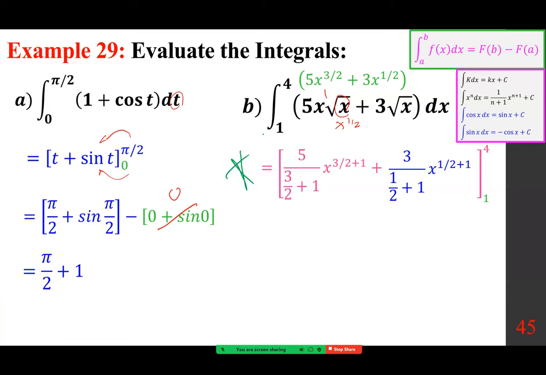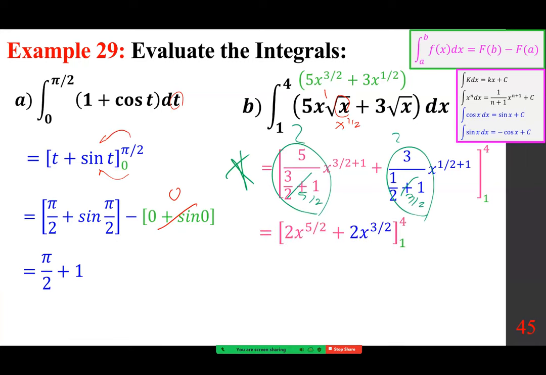Now let's do algebra. We plug in 4, 1, and so forth. And as you can see, this is 5/2. So this is 2, 3/2. This is also 2. Plug in 4.